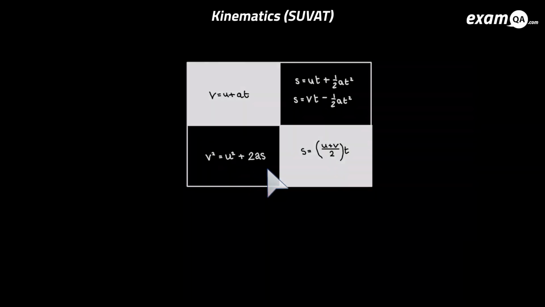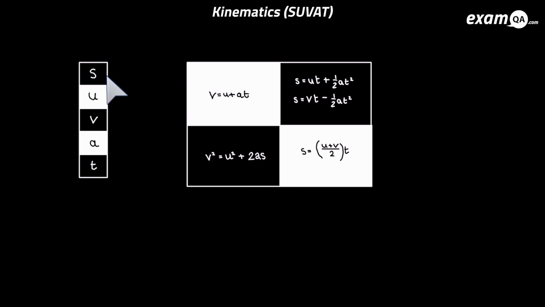In this video, we're going to be looking at kinematics. A lot of people refer to this topic as SUVAT, and you'll see why in a moment. Okay, so here we've got a few formulas we need to memorize. Of course, before we look at these formulas, we need to know what the letters stand for. So we've got 5 letters, S, U, V, A, and T.